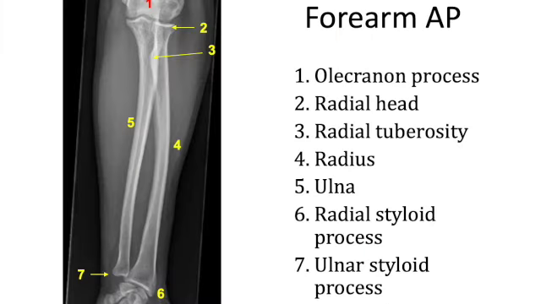So again, there is a forearm AP view with some numbers and some labels on it. What I'd like you to do, pause the slideshow presentation and blind yourself to those answers. Get very familiar and very comfortable with identifying those structures.